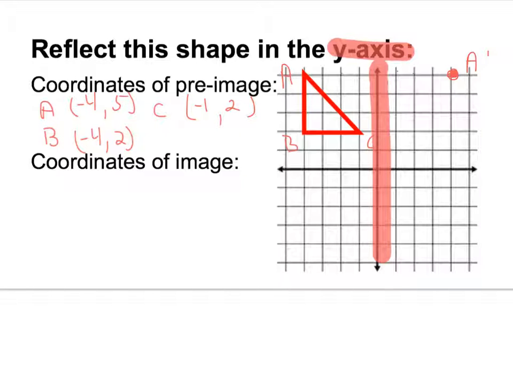Next, take the B. It is 1, 2, 3, 4 away from the y-axis on the left. So we're going to go to the right, 1, 2, 3, 4. That's where B prime should go. And then C is 1 to the left, so we're going to go 1 to the right for C prime. Go ahead and connect those. And take a minute and put down those coordinates. Again, you can pause and do this with your desk partner.